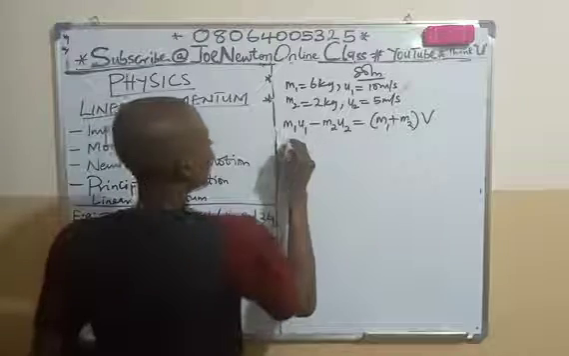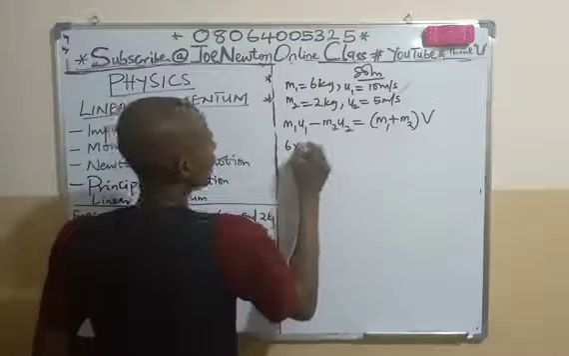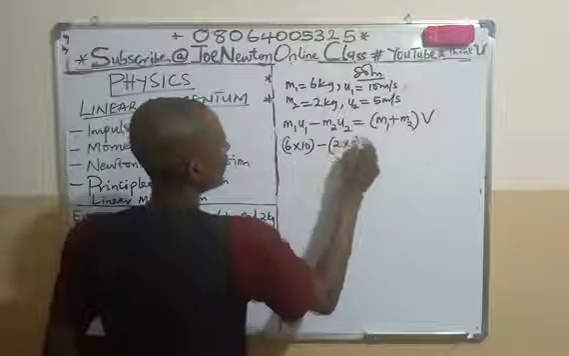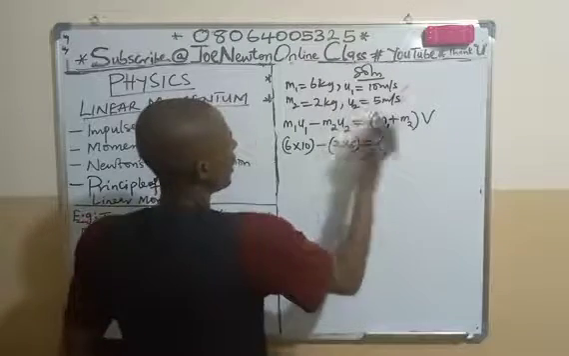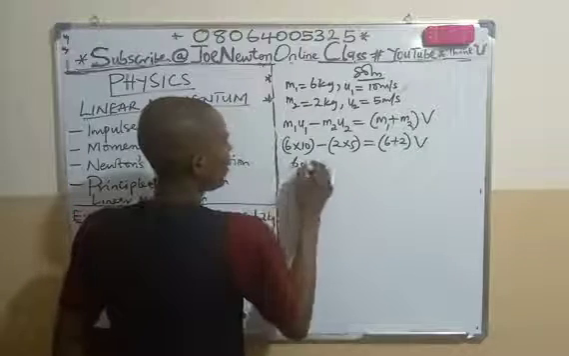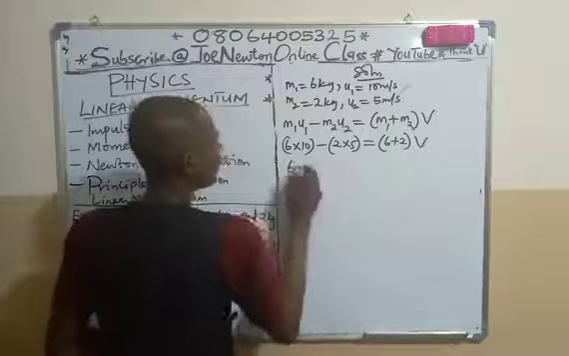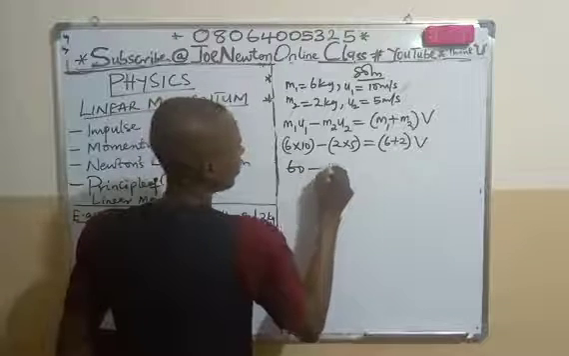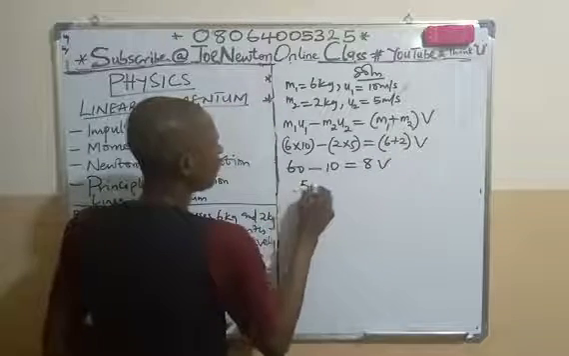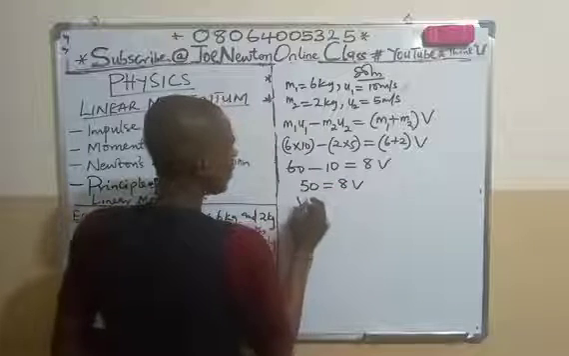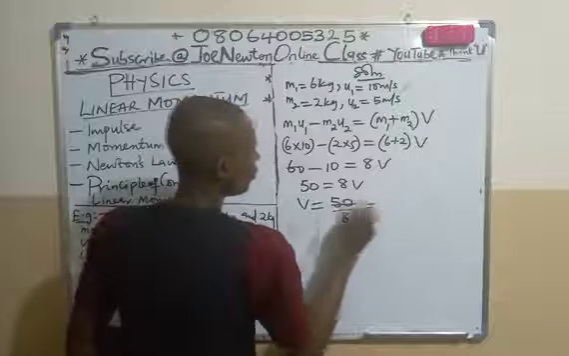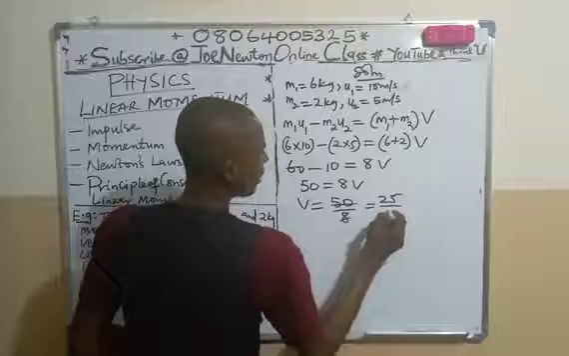So in this case, we have 6 times our u1, which is 10, minus 2 times 5, is equal to our m1, 6, plus 2, times v. So we have 60 minus 10 is equal to 8v. Which is 50 equals 8v. Therefore, our v equals 50 over 8. And that will give you, reducing, 25 over 4.